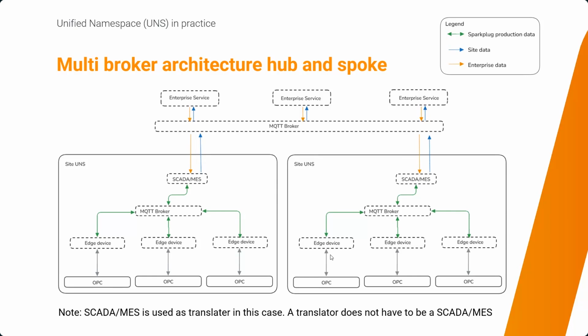What's important to mention in this image is that the SCADA MES layer is now used as a translator. So it's translating the data from this MQTT broker into the enterprise MQTT broker. But it's important to mention that a translator does definitely not have to be a SCADA or a MES. It can also be another solution that is able to take data from, in this case, an OT MQTT broker and send it to an IT MQTT broker.